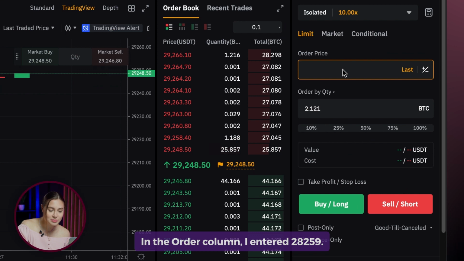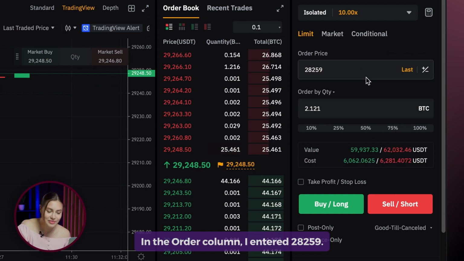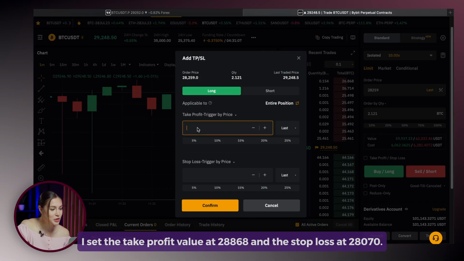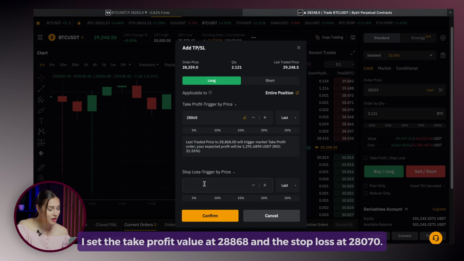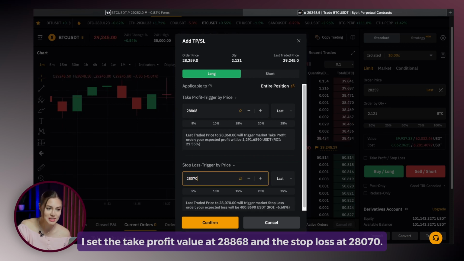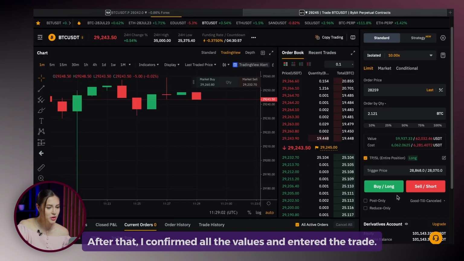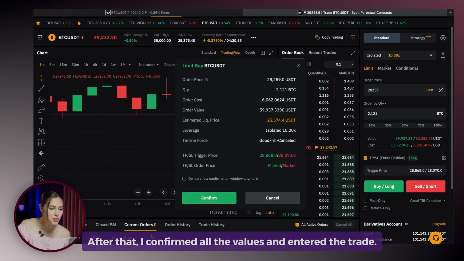In the order column, I entered 28,289. I set the take profit value at 28,868 and the stop loss at 28,070. After that, I confirmed all the values and entered the trade.